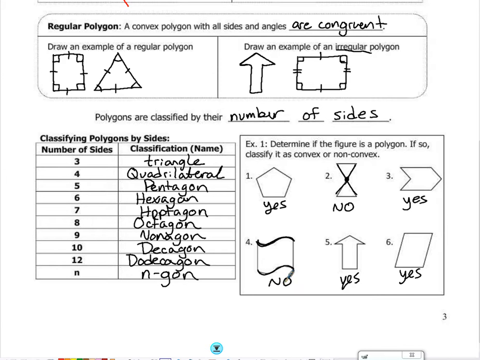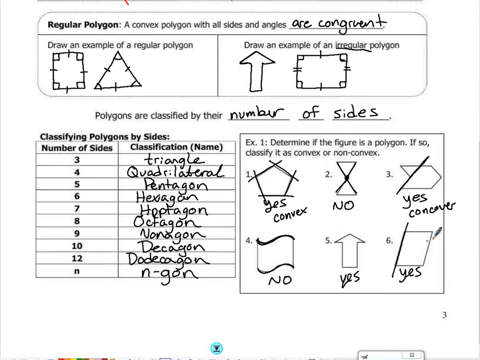Looking at the yeses, this would be convex, because again, all my lines are on the outside of the figure. Number 3 here, since that line cuts through my object and breaks it up, that's going to be concave. 6 here, that's convex.